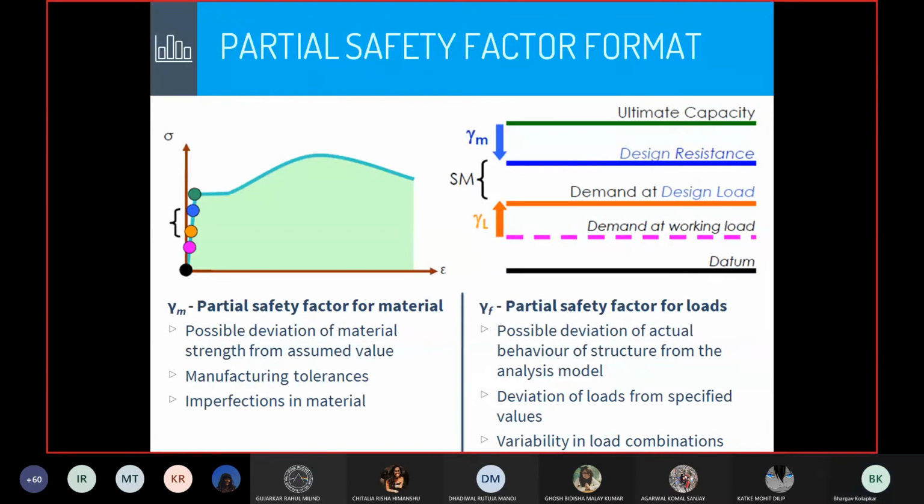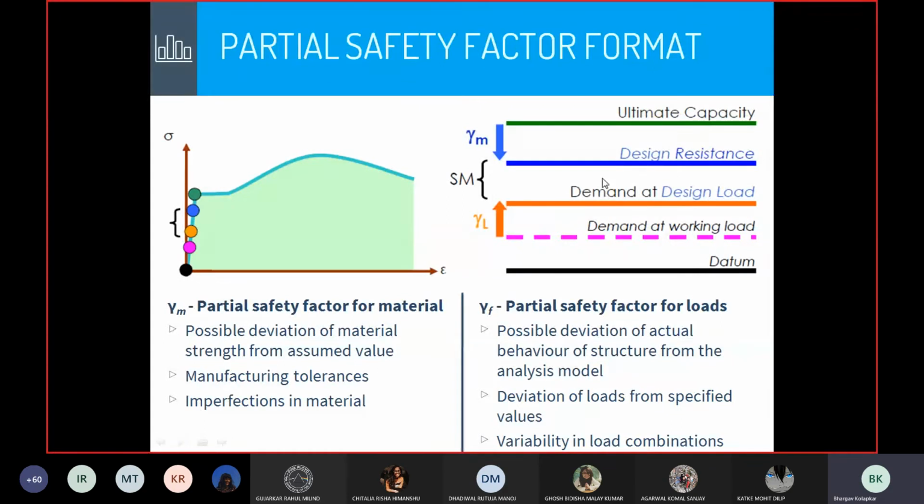Now, talking about loads. If for a certain loading, I know that the stress that is going to develop in the material is at the position of the pink, what I'll do is use a partial safety factor to enhance this load. I'll multiply it by a partial safety factor for loads to move from a working load, which I know is going to act on the structure, to a design load.